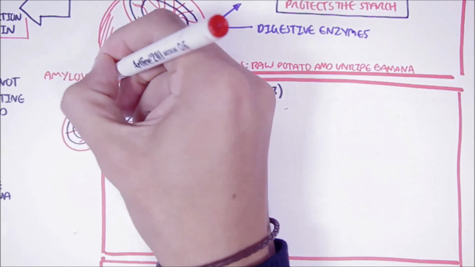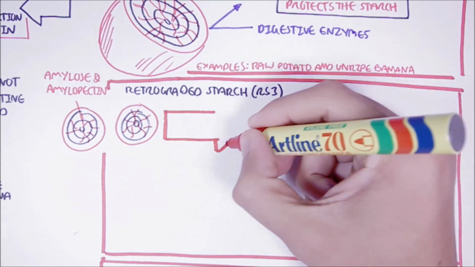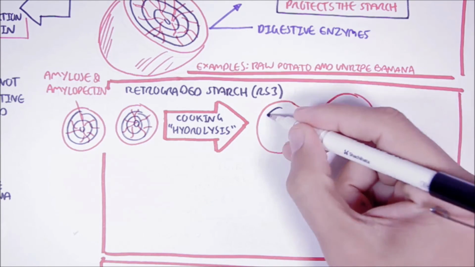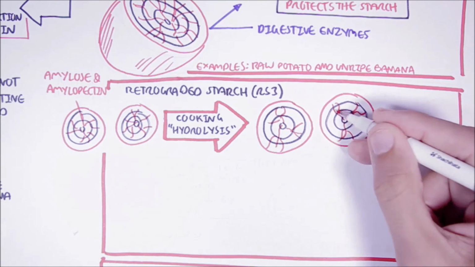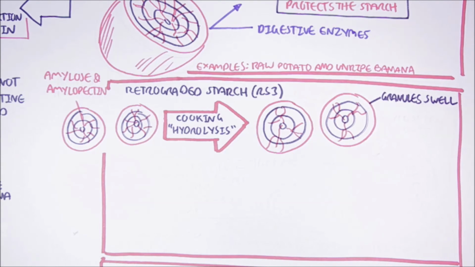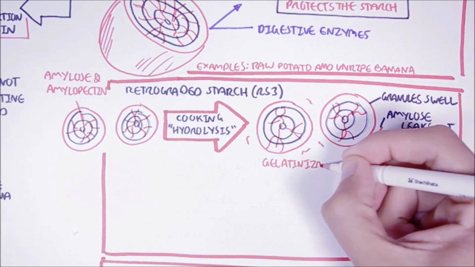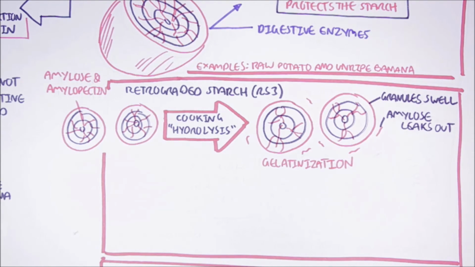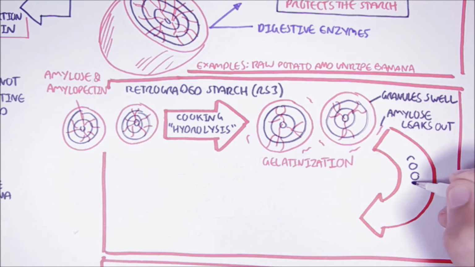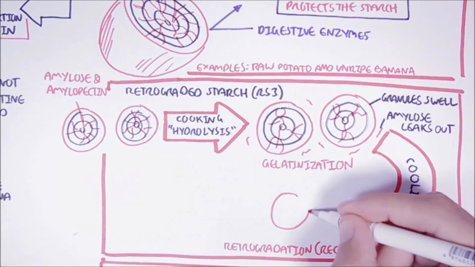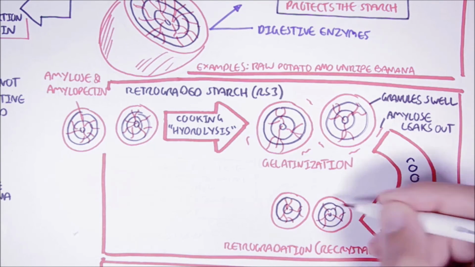Resistant starch type 3 is formed when the starchy granules containing amylose and amylopectin are cooked in water. They are hydrolyzed. This causes the starch granules to become completely hydrated and gelatinized. The starch granules will swell up and the amylose will start to leak out. The starch is in a gelatinized form. Then, when the food is cooled down, the amylose and amylopectin will recrystallize to a completely new, compact structure. This process is known as retrogradation or recrystallization.